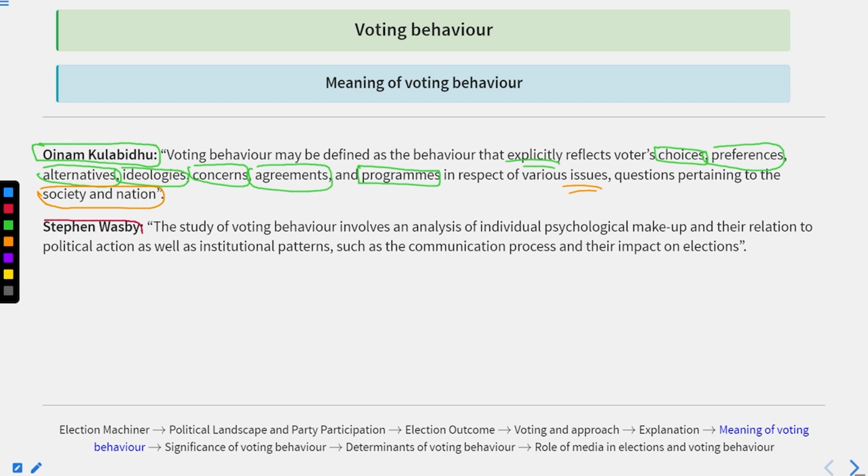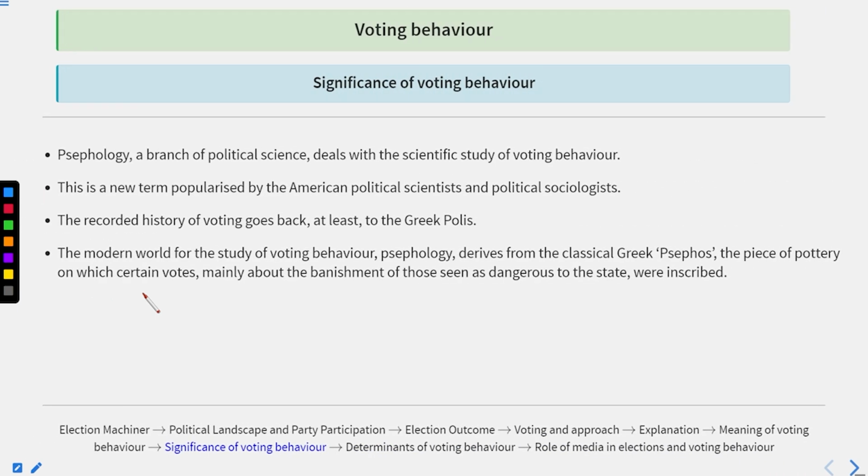Thereafter, Stephen Wolfe says the study of voting behavior involves an analysis of individual psychological makeup and its relation to political action, as well as institutional patterns such as the communication process and their impact on elections. These are the things.